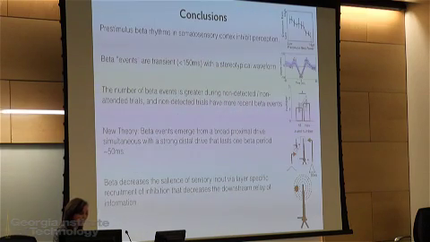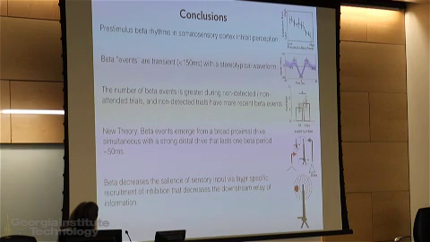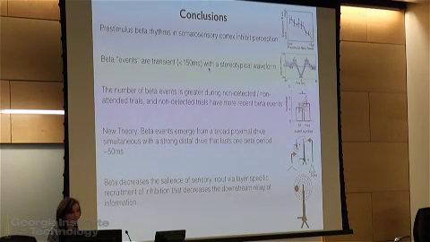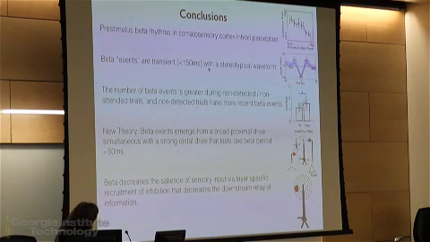So let me just recap our conclusions here. The first thing that I showed you was that pre-stimulus beta rhythms in somatosensory cortex predict inhibited perception. Beta events aren't these sinusoidal continuous oscillations. They're transient. They last about 150 milliseconds, and they have a stereotypical waveform. It's the number of beta events that's greater during non-detected, non-attended trials. It seems like the brain is setting up a probability that this thing happens, and that's what impacts perception.